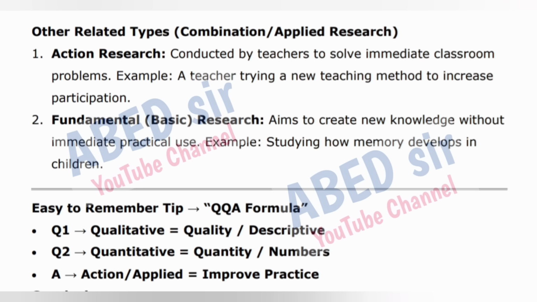Other related types: combination, applied research. 1. Action research, conducted by teachers to solve immediate classroom problems. Example, a teacher trying a new teaching method to increase participation. 2. Fundamental, basic research aims to create new knowledge without immediate practical use. Example, studying how memory develops in children.